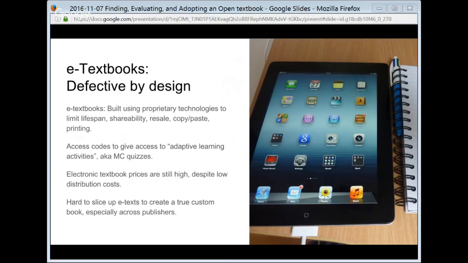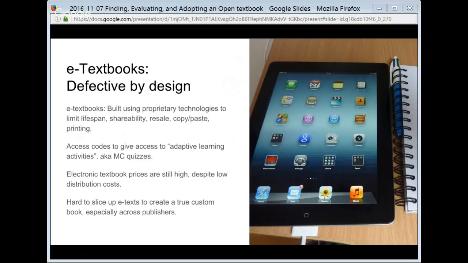And then, we thought that e-textbooks would come in and say, you know what, we found a solution to the textbook problem, but really they have been, I call them defective by design, because they are built on proprietary technologies that limit the lifespan and the shareability. So a lot of textbook publishers actually have their own app that restricts copy and paste. You can't really copy and paste from the application to a document if you wanted to use source materials from these in a Word document that you were working on or whatever.